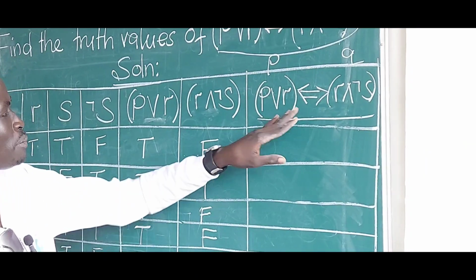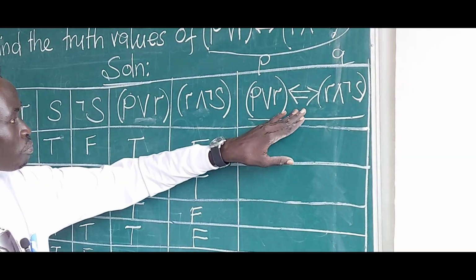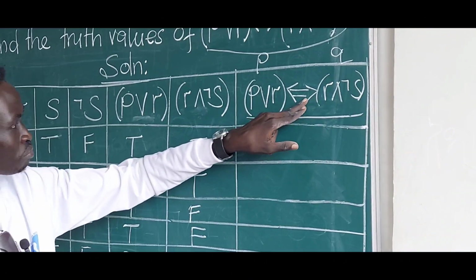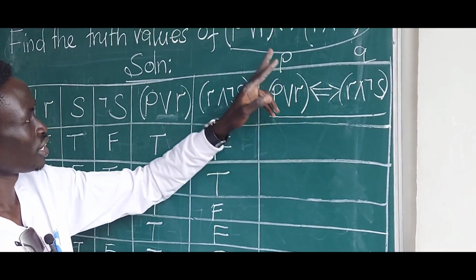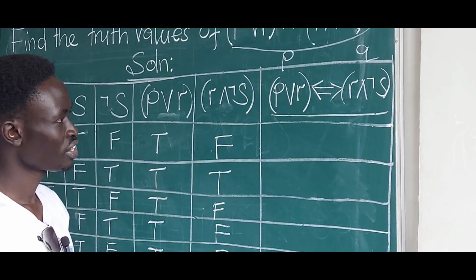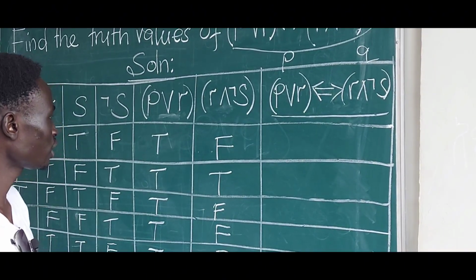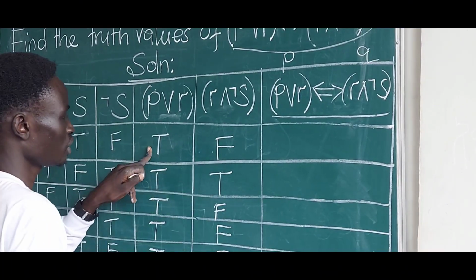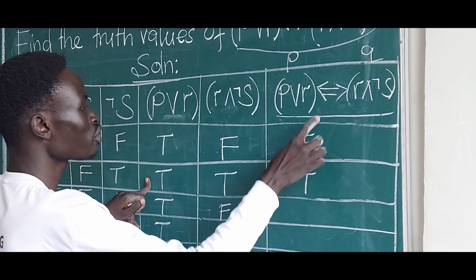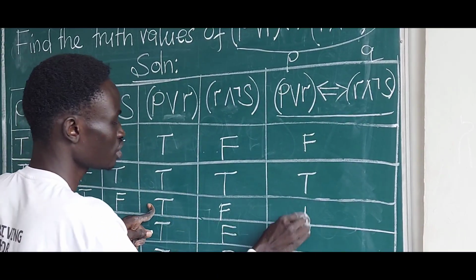For biimplication, it is said that it is false if and only if both P and Q have different truth values. If they have different truth values, then for biimplication it will be false. Okay. Now we have true, we have false. So this one will be false for biimplication. We have true, true, it will be true because it does not follow the rule of biimplication. True, false, it will be false.